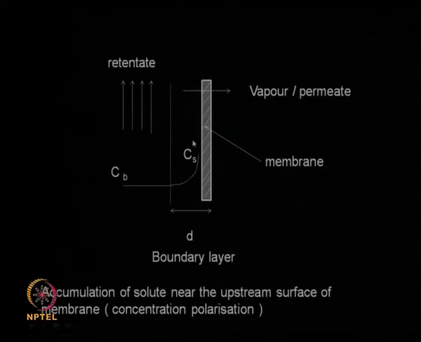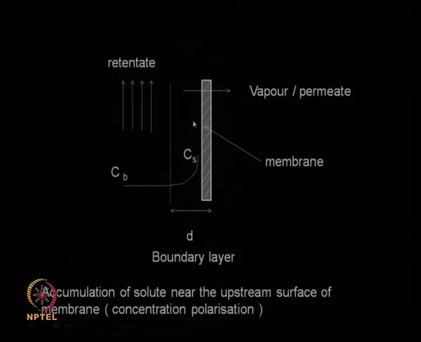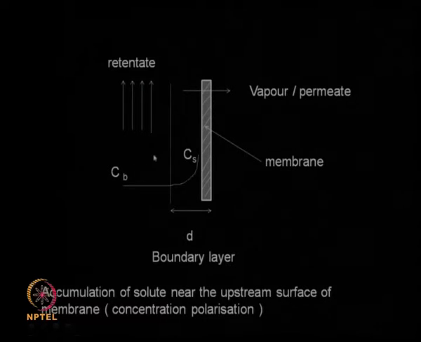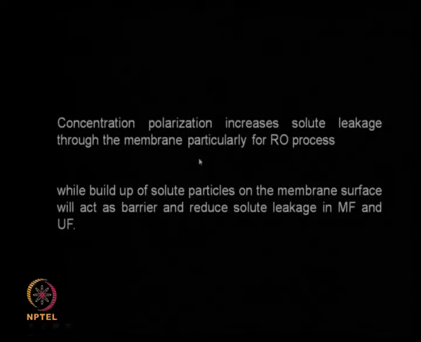It is not really good because as time flows, since Cs is larger than Cb, the diffusion of the solute from the bulk coming down to the surface on the upstream of the membrane is going to get slowed down because of this concentration polarization. Assume this is your boundary layer; there is always going to be a mass transfer boundary layer.